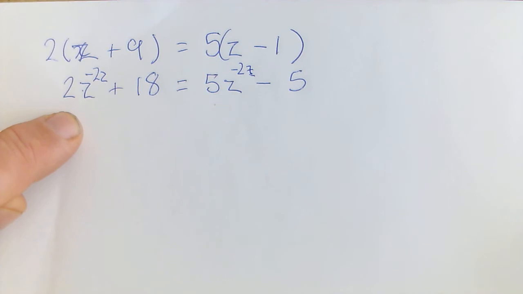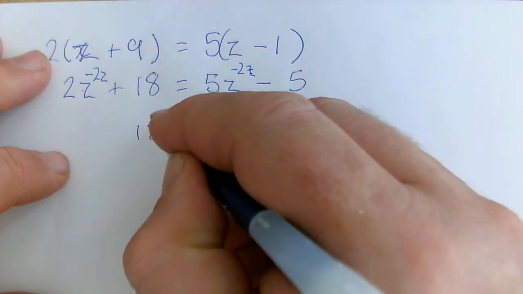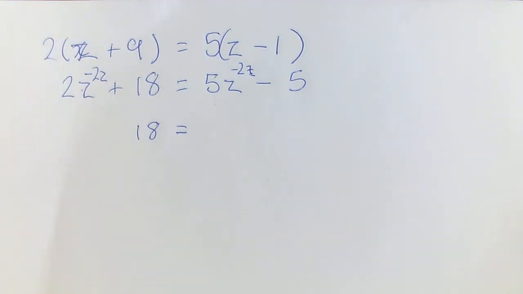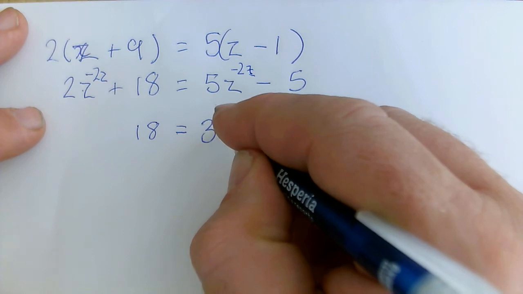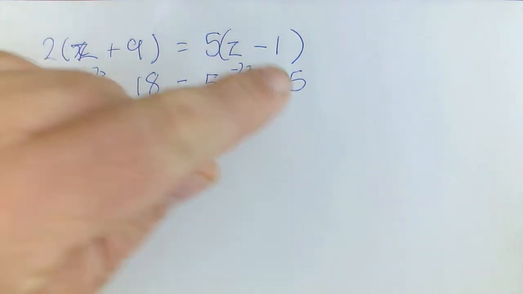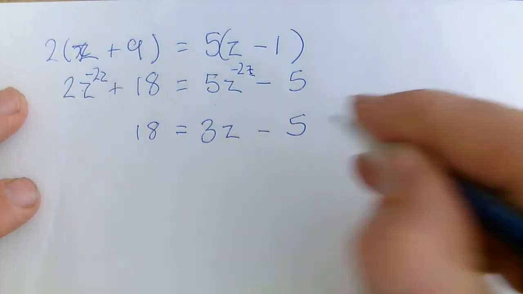So 2z minus 2z turns into a magic 0. It disappears. So there's only 18 left on the left hand side, and on the right hand side 5z minus 2z leaves me with 3z, and there is still the minus 5.